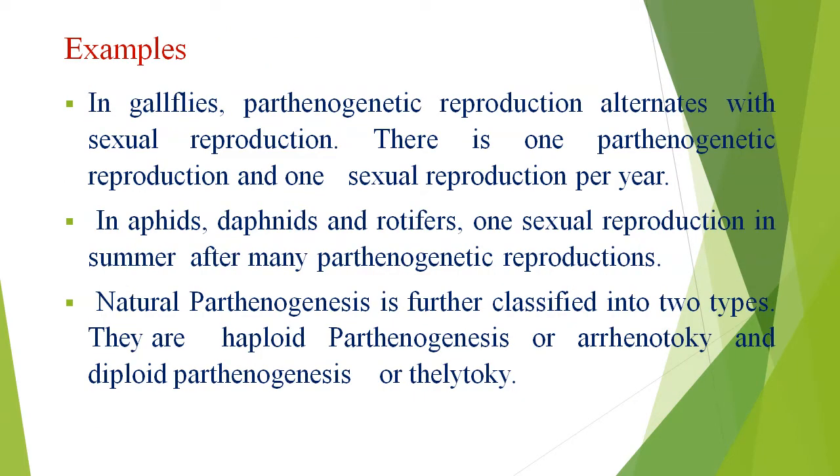When I talk about examples, in gall flies, parthenogenetic reproduction alternates with sexual reproduction. There is one parthenogenetic reproduction and one sexual reproduction per year. In aphids, daphnids, and rotifers, there is one sexual reproduction in summer after many parthenogenetic reproductions. Natural parthenogenesis is further classified into two types. Again, they are haploid or arrhenotoky, and diploid parthenogenesis, which is also called thelytoky.